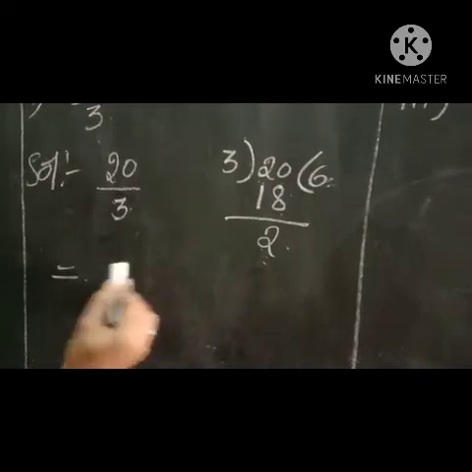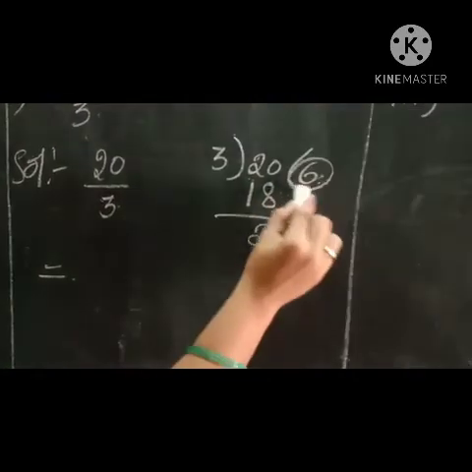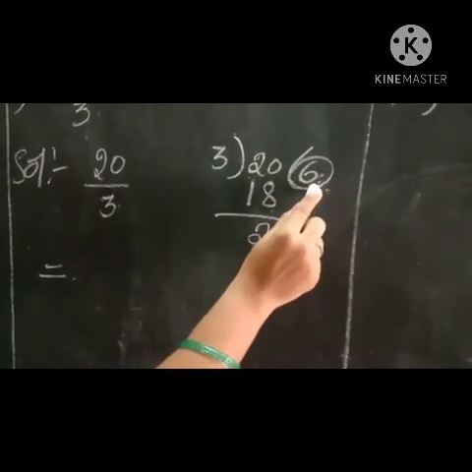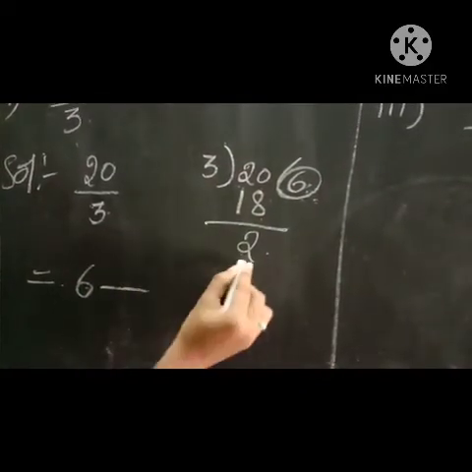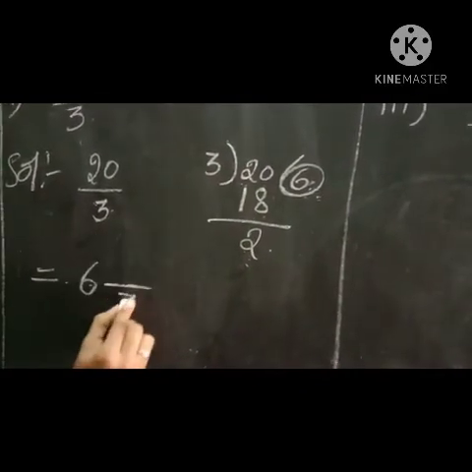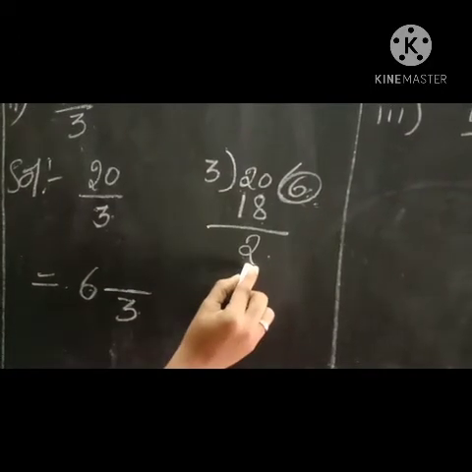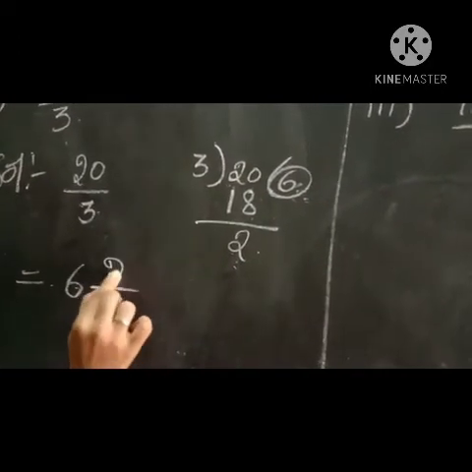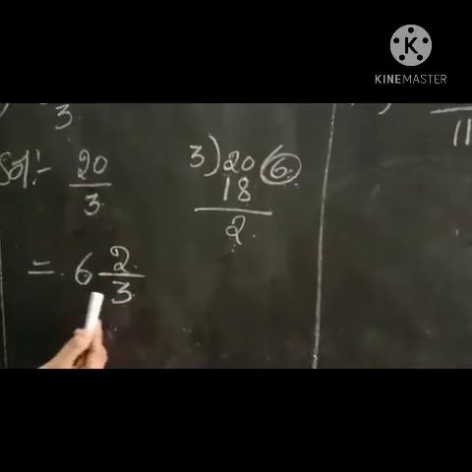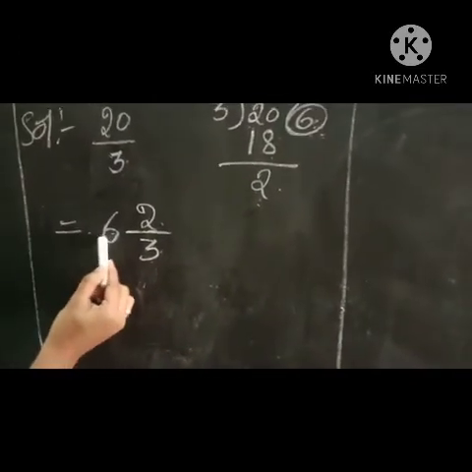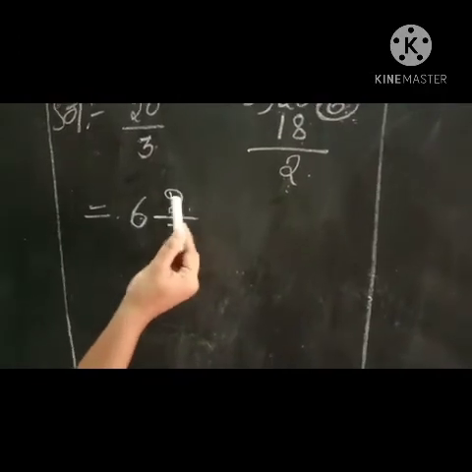See here, what I told? What is this number? This is the quotient. Quotient is the whole number. And denominator is the constant number. And remainder is the numerator. See once again here. 3 sixes are 18. 18 plus 2 is equal to 20. Already we get the answer 20.